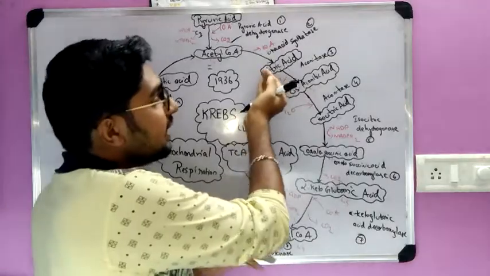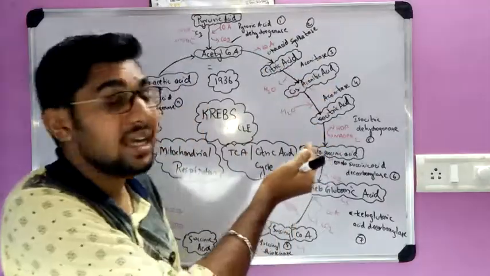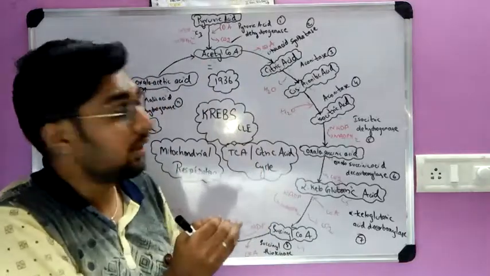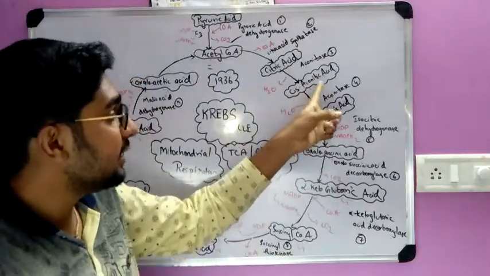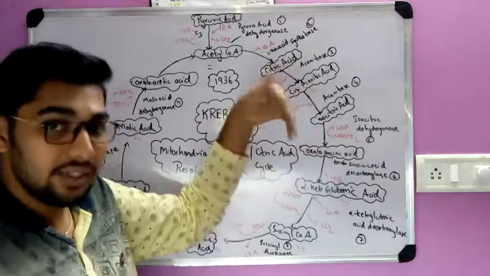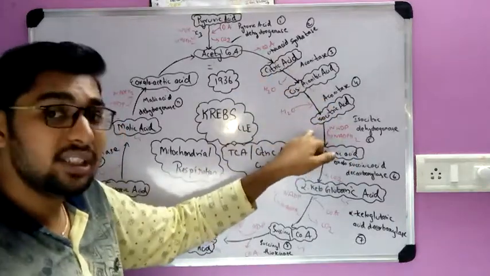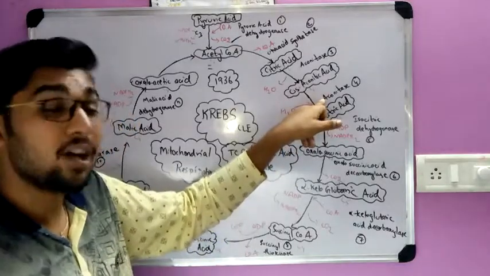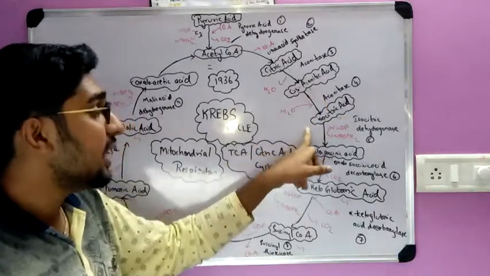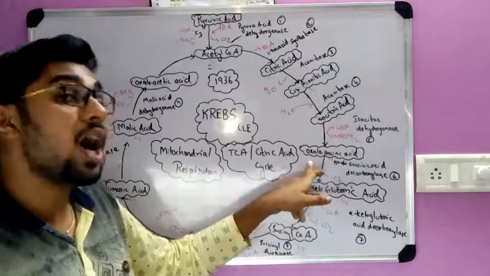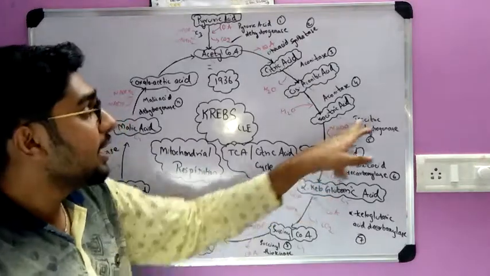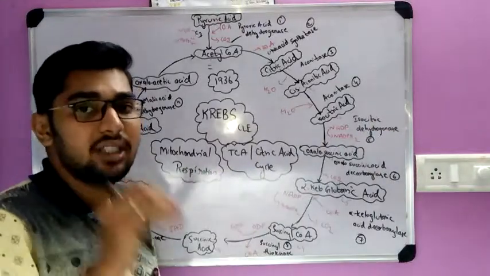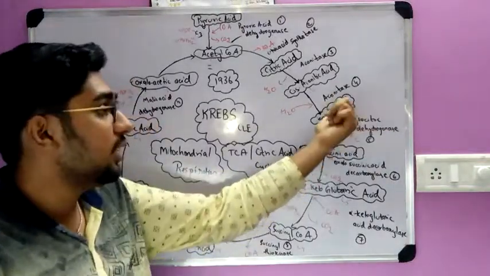So the citric acid next converts into cis-aconitic acid in the presence of aconitase enzyme, and water is liberated out. Now the cis-aconitic acid gives rise to isocitric acid by taking a molecule of water in the presence of the enzyme aconitase. Isocitric acid is then converted into oxalosuccinic acid in the presence of isocitric dehydrogenase. Dehydrogenation is happening. Isocitric is the substrate.